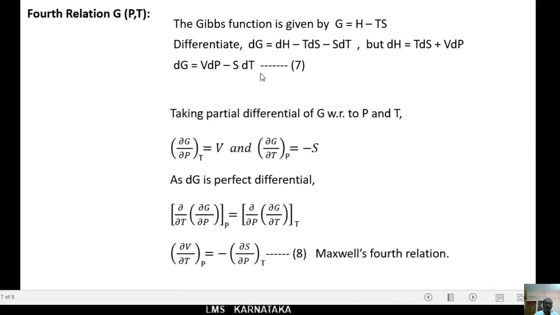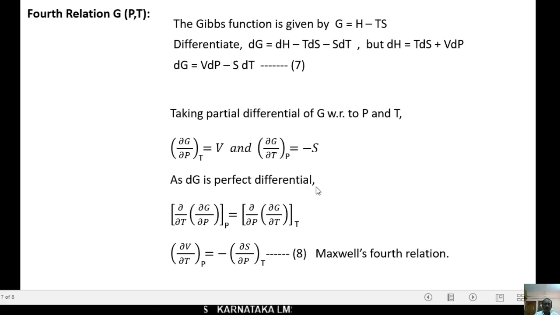Therefore, taking partial differential of the Gibbs function as a function of pressure and temperature, you get ∂G/∂P. Here in the denominator you can write only the functions like P and T. Here G is the main function, that is ∂G/∂P equals V, and ∂G/∂T equals minus S.